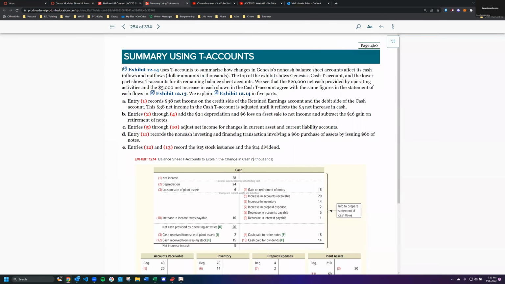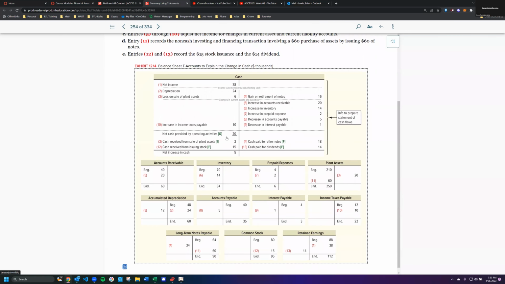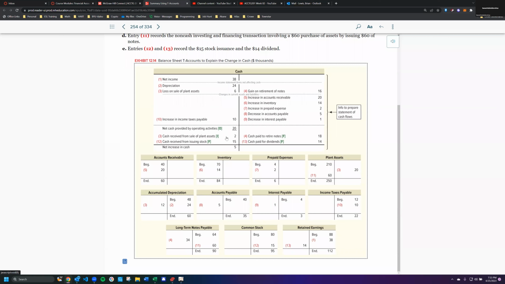Now, this will be one area that's using T accounts that they expect you understand by the time you get to chapter 12, and you may not. A T account is really just a way of classifying things between a debit and a credit to get to an ending balance. So it's a little difficult to explain unless you walk through an example.